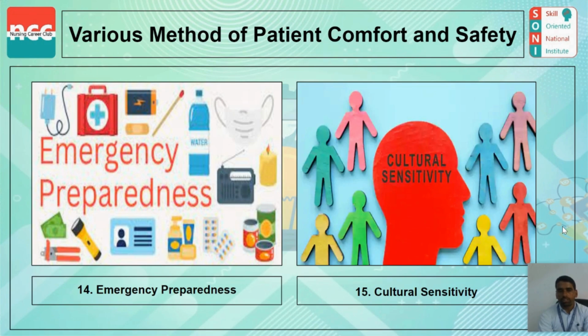The 14th one is emergency preparedness. Emergency preparedness is such a thing that we should pre-plan for an emergency, because an emergency can occur at any time. So we should be pre-planned, so that we can solve the emergency at the time it occurs. The 15th one is cultural sensitivity, and we should be sensitive about our culture, wear our cultural clothes, and sing our cultural songs.